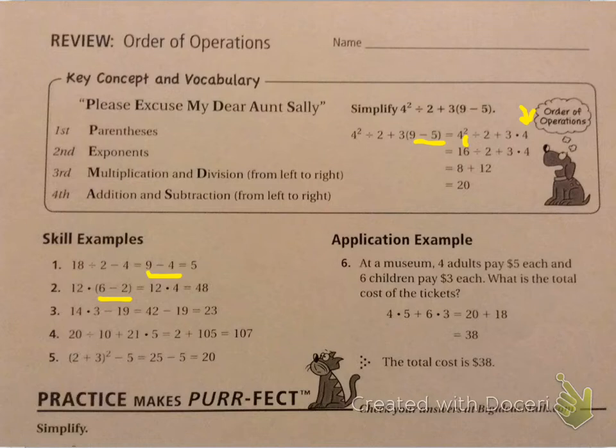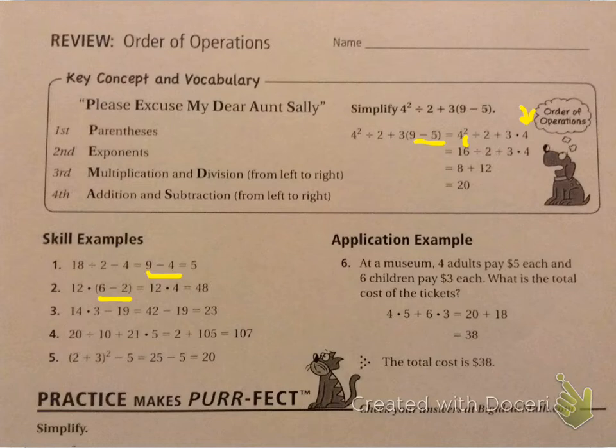Number 3 on our skills example. Got a little bit longer one. Let's see, don't have parentheses, don't have exponents. So multiply and divide from left to right. 14 times 3 is 42. Now we've got 42 minus 19, which is 23.